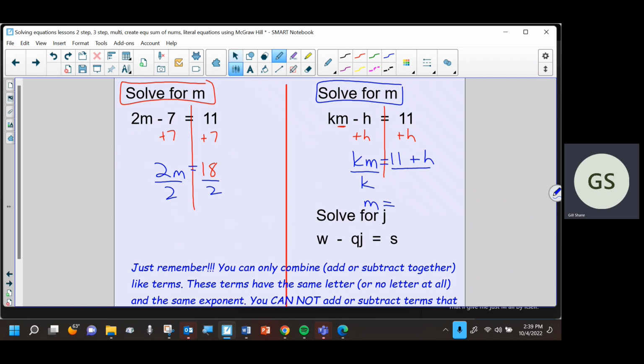If I do that on one side, I've got to do it on the other side. I've got to divide by k over there. Again, I can't combine anything on the right side into one term. I can't combine the 11 and the h, or the h and the k, or the 11 and the k. So my final answer is just this. That's all I can do. It was the same steps. I did the same exact steps. It's just my final answer looks a little bit weird.